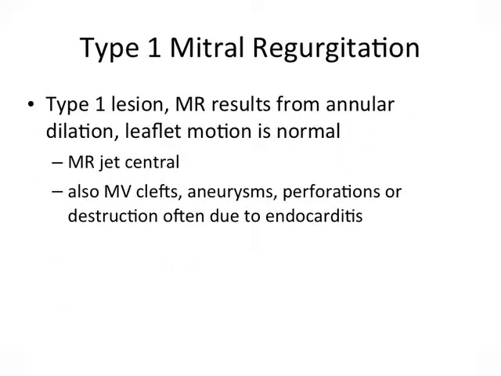The classification of mitral regurgitation is often broken down into 3 types, distinguishable by leaflet motion. Type 1 mitral regurgitation results from annular dilation, and the leaflet motion is considered to be normal. The mitral regurgitation jet will usually be central in location. This is also seen with mitral valve clefts, aneurysms, perforations, or destruction due to endocarditis.